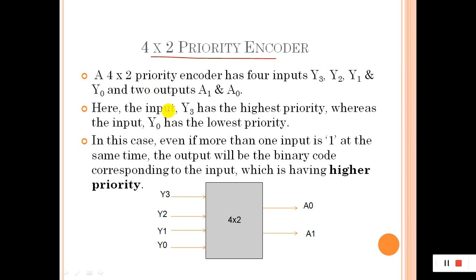Here, the 4:2 priority encoder has four inputs. So these are the four inputs. What we are doing actually, the problem definition, is that we are designing a 4:2 priority encoder. The second step is to identify the inputs and outputs. So these are the four inputs and two outputs, and then giving names to all inputs and outputs: y0, y1, y2, y3 are the inputs, and these are the outputs.